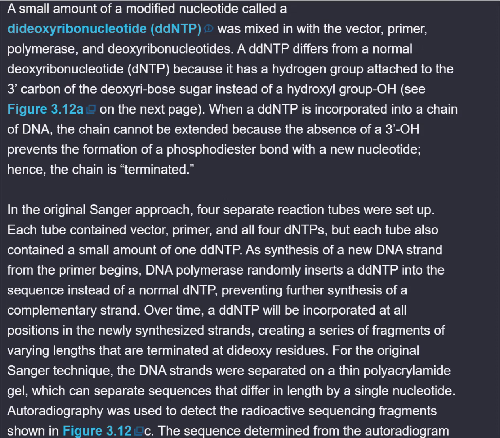A small amount of a modified nucleotide called a dideoxyribonucleotide, ddNTP, was mixed in with the vector, primer, polymerase, and deoxyribonucleotides. A ddNTP differs from a normal deoxyribonucleotide, dNTP, because it has a hydrogen group attached to the 3-carbon of the deoxyribose sugar instead of a hydroxyl group, OH. See figure 3.12 on the next page. When a ddNTP is incorporated into a chain of DNA, the chain cannot be extended because the absence of a 3' OH prevents the formation of a phosphodiester bond with a new nucleotide; hence, the chain is terminated.